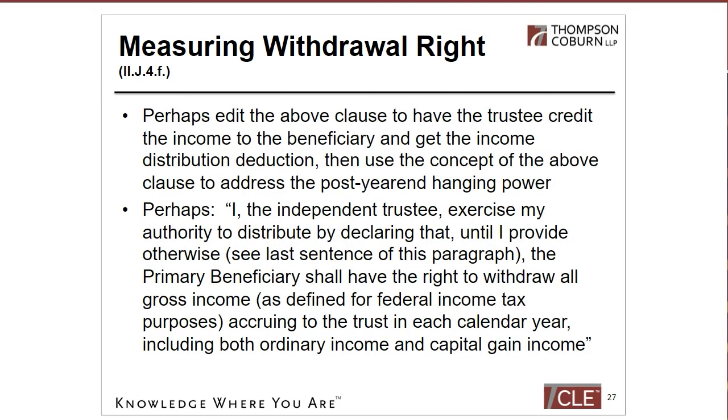And then if you want to credit the beneficiary, you would just edit the above clause to have the trustee credit the income to the beneficiary and then get the income distribution deduction, and then use that same clause. I have some potential language you might consider of the independent trustee making this distribution. It doesn't have to be the independent trustee. It could be just the regular trustee making distributions under ascertainable standards. So it all depends on what you're doing here. Here I was having an independent trustee basically turning on a mandatory income withdrawal right. So that's why I used an independent trustee. But again, if you want to, you can have the trustee, under an ascertainable standard, credit the amount, and then put all this withdrawal right language in there.